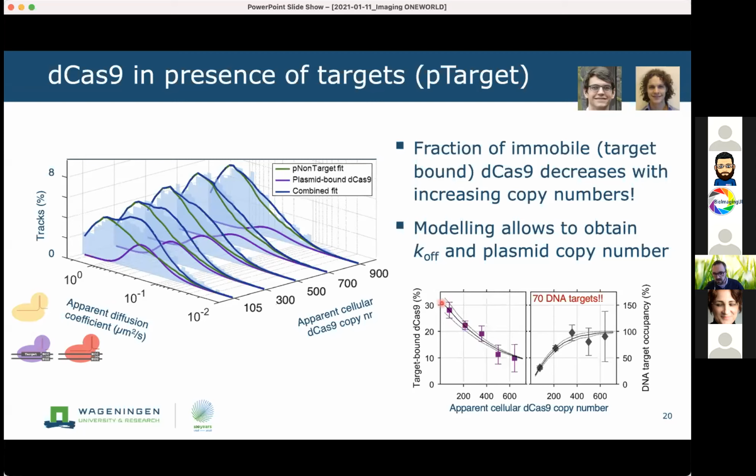Another interesting outcome of this modeling is that we could now determine the number of DNA targets. Of the 300 targets that we expect to see, we had on average only 70 targets. Why does that happen? That also makes sense, because the Cas9 will bind to the target, but whenever the plasmid gets replicated, there is a certain chance that the replication stalls. So you have less plasmid replication, so we probably have fewer plasmids present.